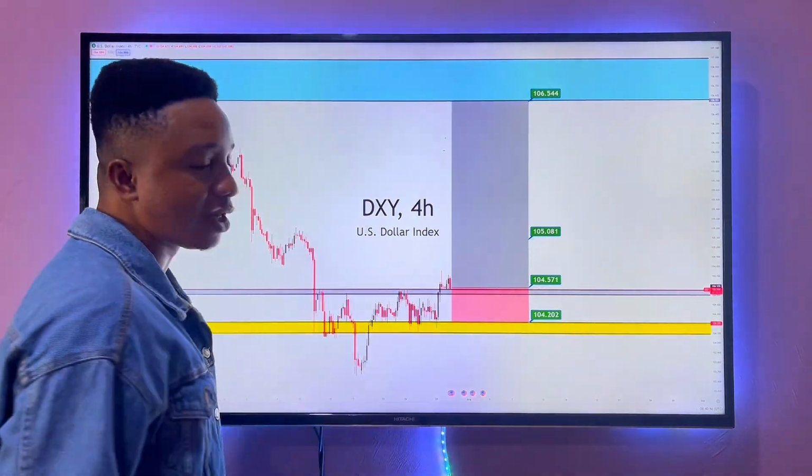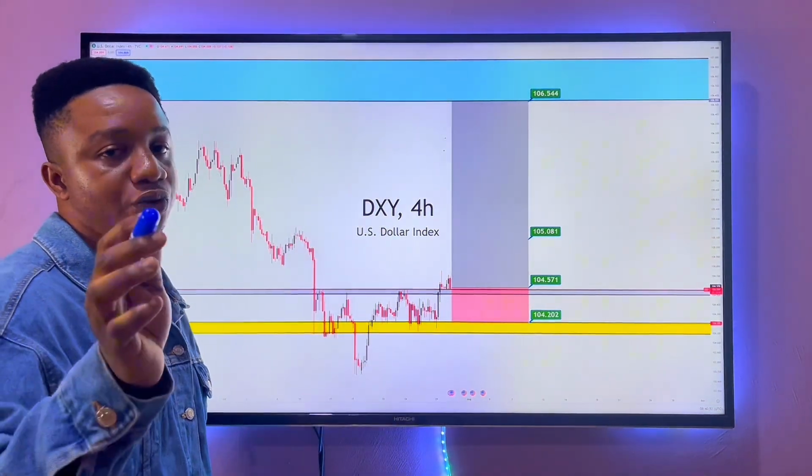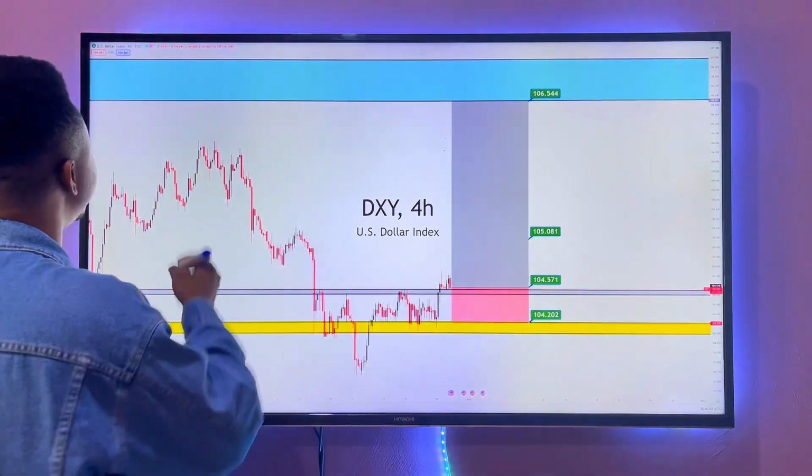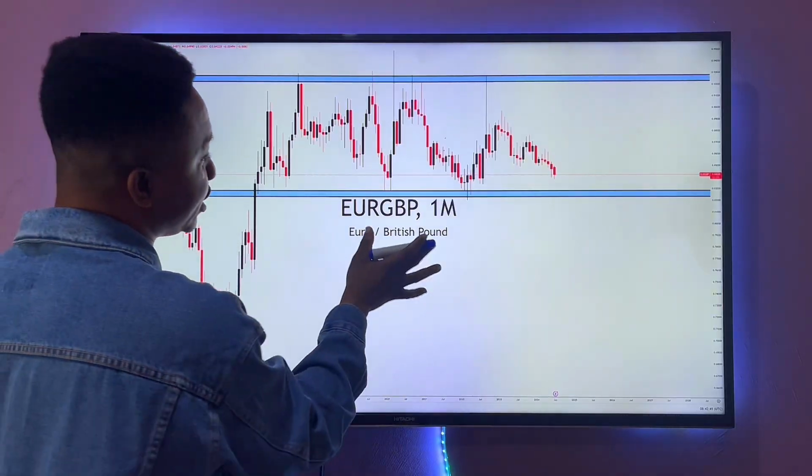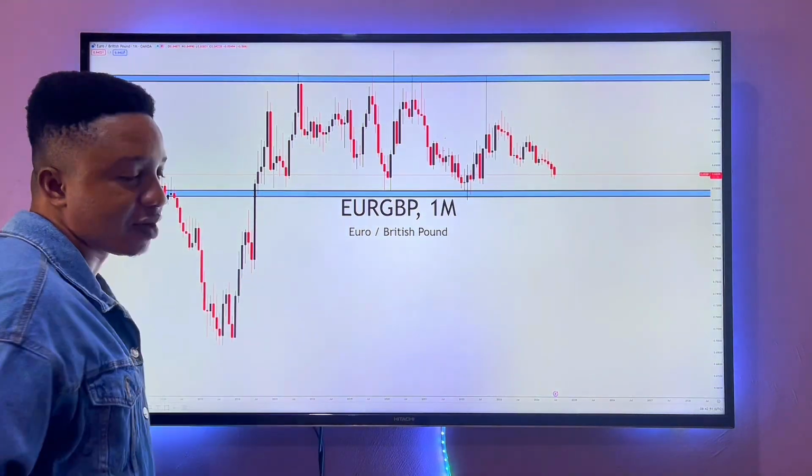Right, so that's it for our DXY. Let's move to the next pair, which is Euro GBP. Alright, so Euro GBP, let's move to the chart. Alright, so this is the Euro GBP chart here on the monthly time frame. Now let's put meaning into it.